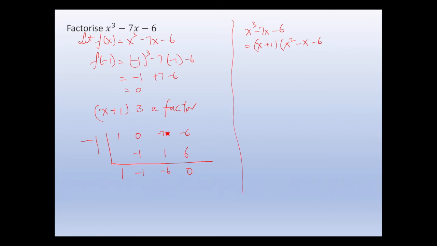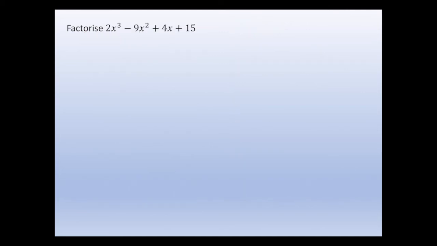Therefore, x cubed minus 7x minus 6 equals x plus 1 times x squared minus x minus 6. And therefore, we can actually factorize this. It is x minus 3, x plus 2. Right, you can see that synthetic division is actually a really good way of dividing polynomials. I would like you to try the next one.